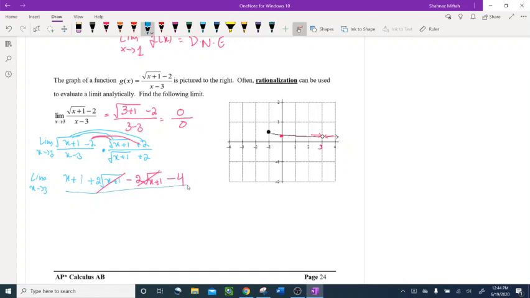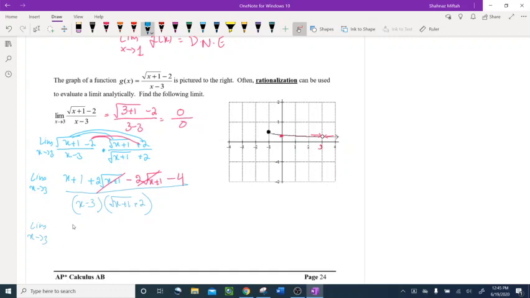In the bottom, do you see the bottom? You're going to keep the bottom as it is. Do not ever do anything with the denominator in the AP Calculus AB class. Don't do anything. Leave it as it is. Don't simplify, add, subtract, or anything. Okay. So I have x minus 3 times square root of x plus 1 plus 2. And I'm leaving this as it is. Okay. Now let's do this. Limit x approaches 3.